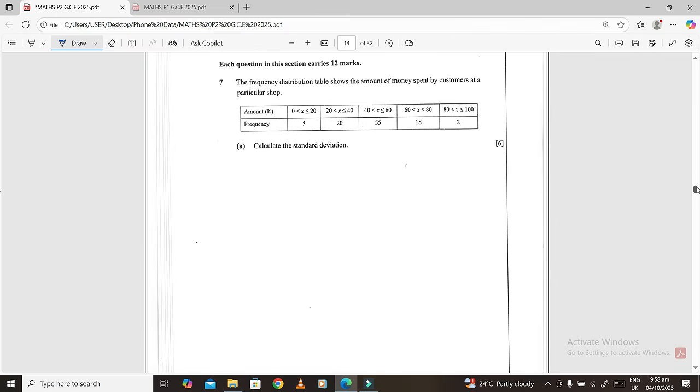The next question here is under statistics. So we need to find standard deviation. For this standard deviation to be found, we are going to use the formula: standard deviation is equal to square root, and then here summation of f of x squared over summation of f minus x bar squared. So, and then here we close.